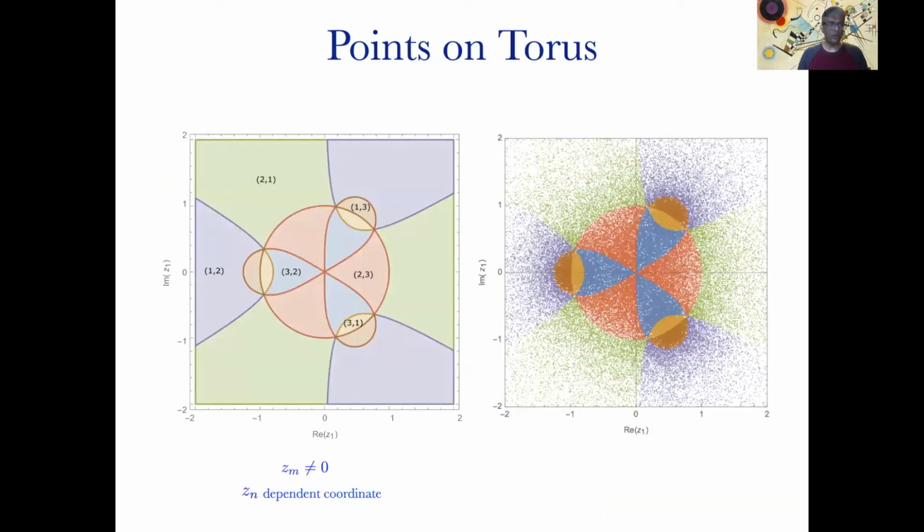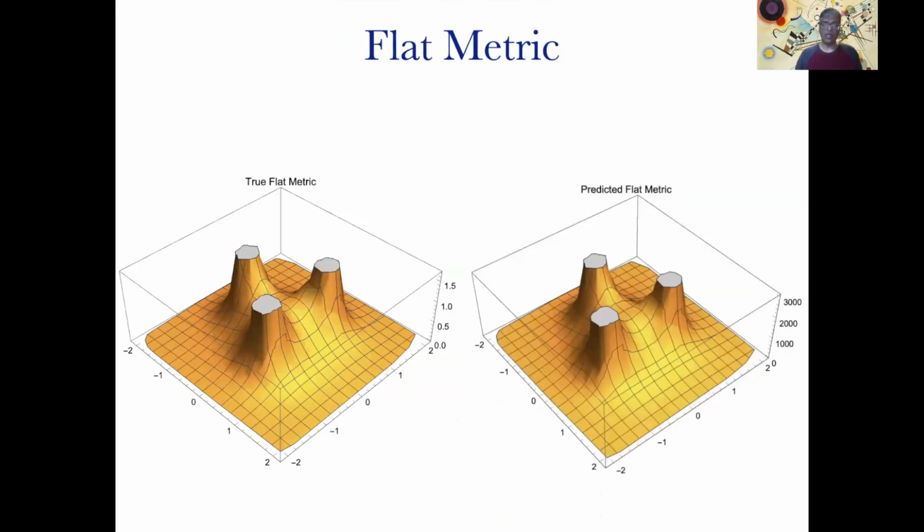All right, so choosing points in this manner, this is a selection of points on the torus. Using the neural network for the torus, we find the true flat metric and the predicted flat metric graphically look the same. They're essentially the same up to a rescaling.